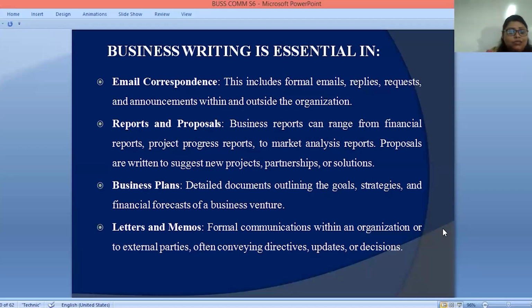When we talk about letters and memos, it includes formal communication within an organization or to external parties, often conveying directives, updates, or decisions. So, using letters and memos, we give information to external parties and to our employees about the direction in which we are moving ahead with our project. What are the project updates? What are the current decisions going on? Right.